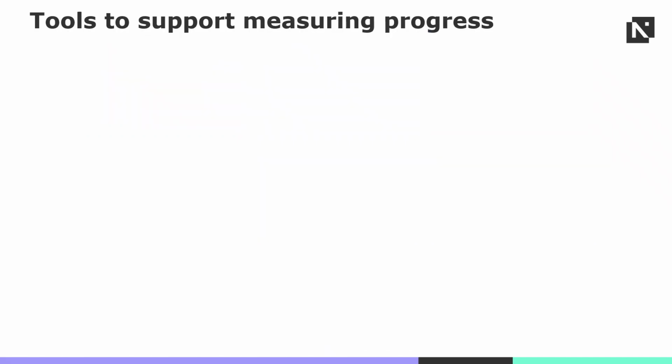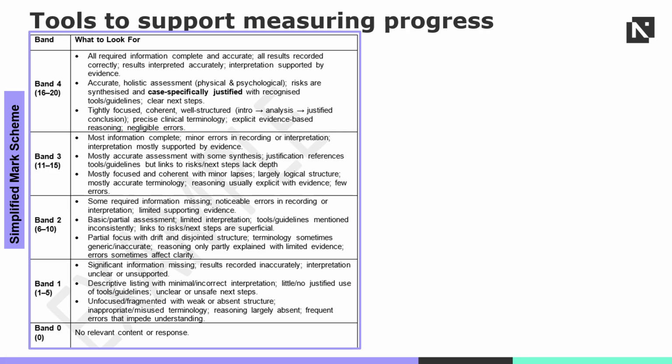So now let's explore some tools to support measuring progress. So here on the left is a simplified mark scheme. So it's short, teachable descriptors for bands 1 to 4. And again, these are quite generic. It's pulled out the key assessment language that is valid across all OSCs, and all that's been removed is the context of the occupational specialism. So you can add to this and adapt this so you can make it more OS context.